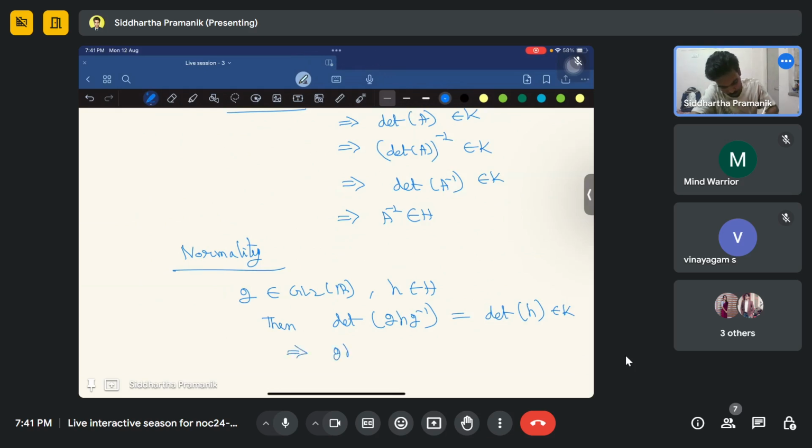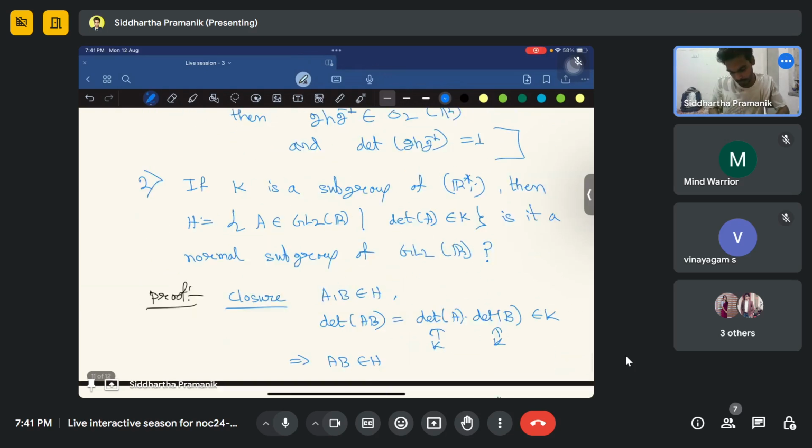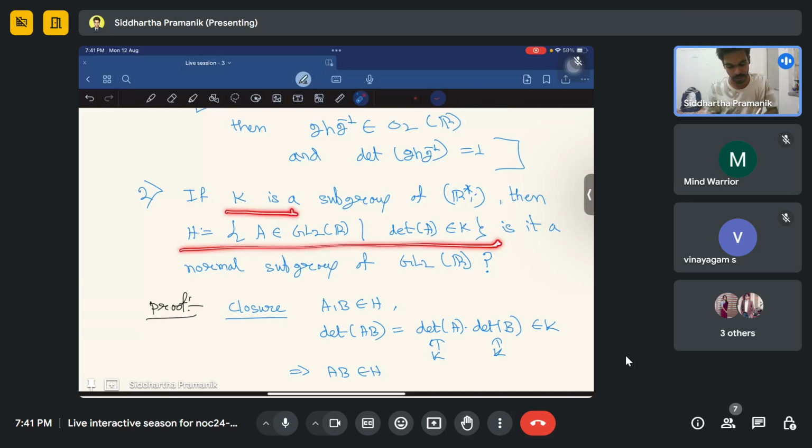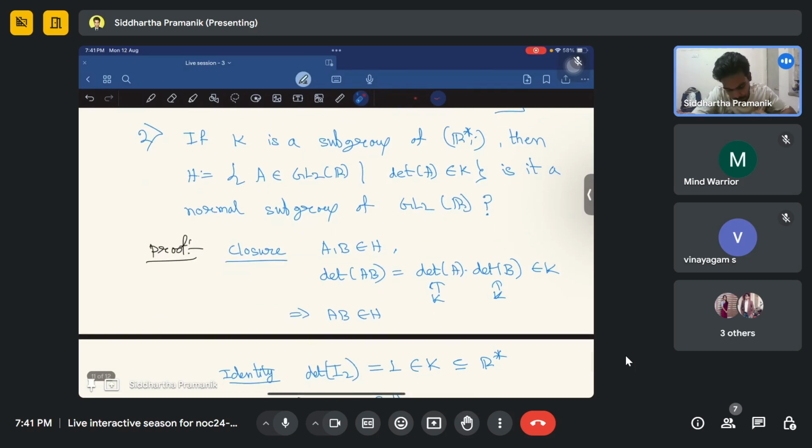So g h g inverse is in H. So it is a normal subgroup. So this is the most general case, because K can be any subgroup of R star, right? It can be the rational numbers, it can be the positive rational numbers, it can be the positive reals also, and many other subgroups. So in all cases, it will be a normal subgroup.